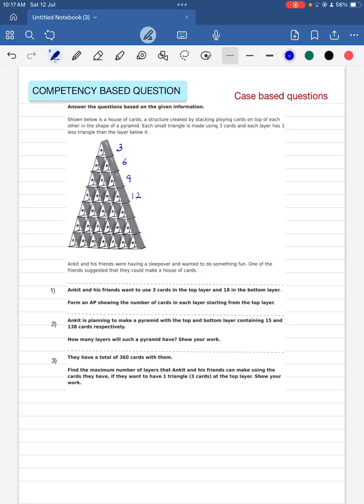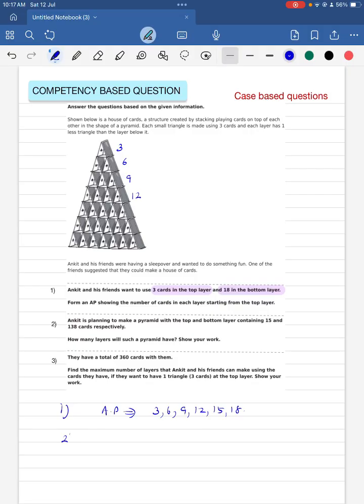Okay, now in the bottom row, they've said that there are 18 cards. According to the first part of the question, he's used 3 in the top layer and 18 in the bottom layer and you're supposed to write the AP. So in the first part, the AP is going to be equal to 3, 6, 9, 12, 15, 18 because we know there are 18 in the bottom row. So it's a finite AP.